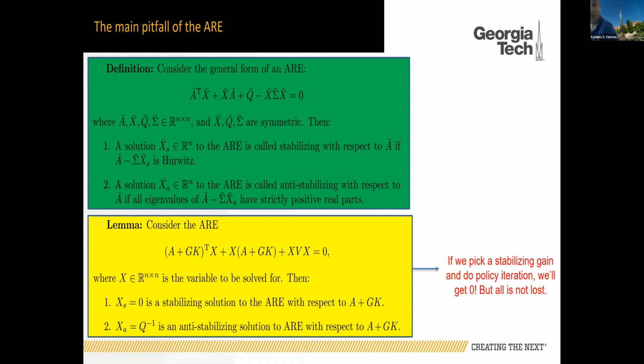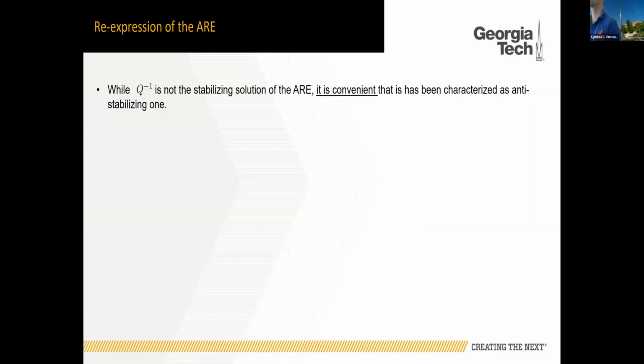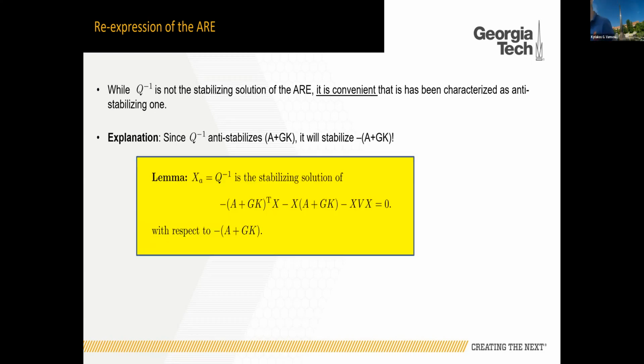Now one thing here is that if we pick a stabilizing gain and do policy iteration, we will get 0. So why do that? Let's see how we can mitigate this. I will re-express this algebraic Riccati equation. While Q inverse is not the stabilizing solution, it is convenient that it has been characterized as the anti-stabilizing one. So if Q inverse anti-stabilizes A plus GQ, it will stabilize my minus A plus GQ.